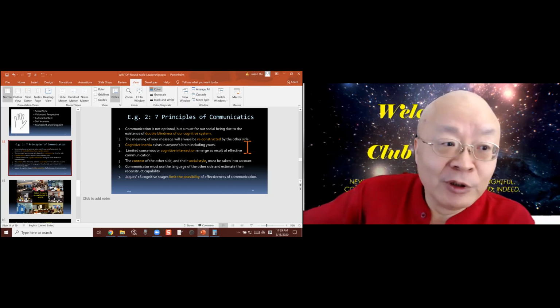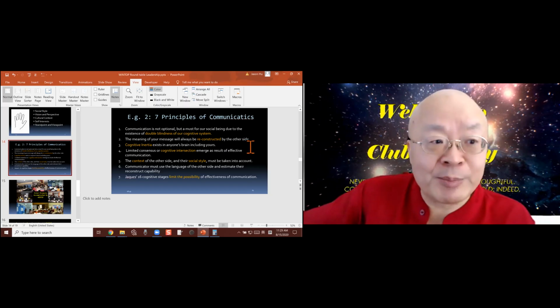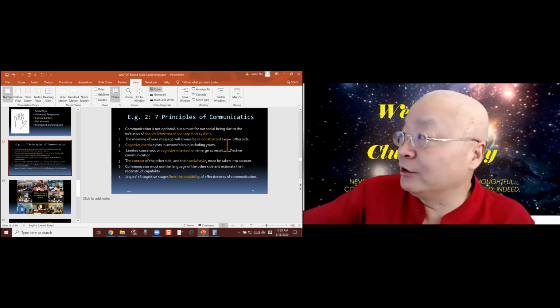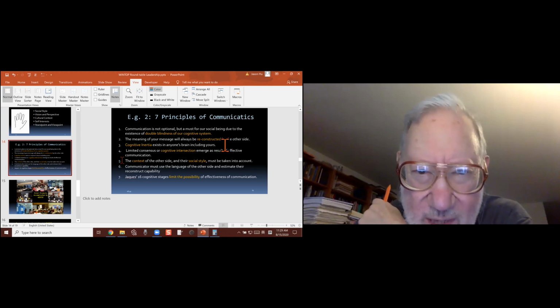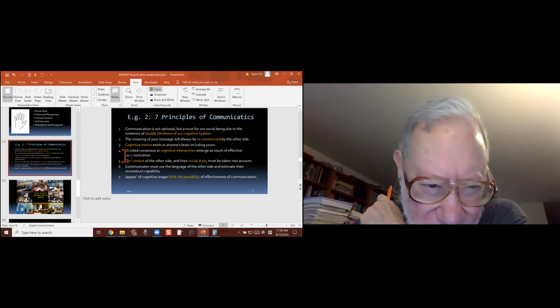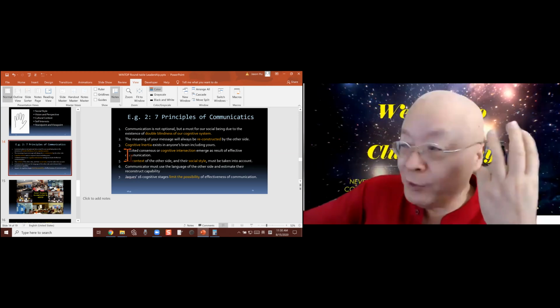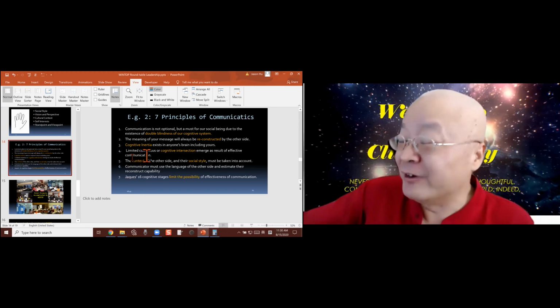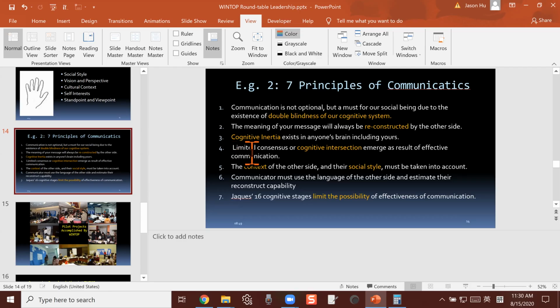For example, the meaning of Lou's message will always be reconstructed by us to make sense. Or I suppose you mean the meaning of your message will always be reconstructed. Yeah, but which brain? Every brain reconstructs for itself. Number 3 is that cognitive inertia exists. I borrow this initial concept from Newton. It exists in anyone's brain, including yours.